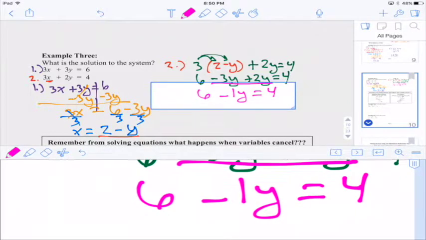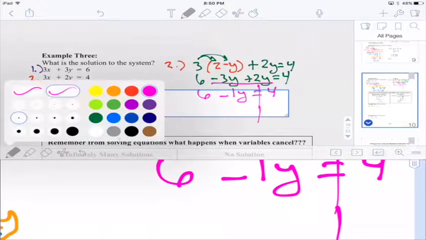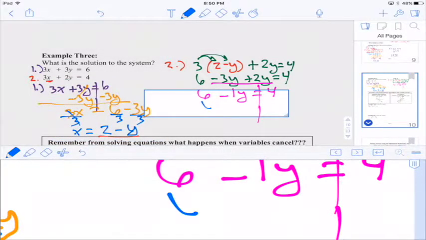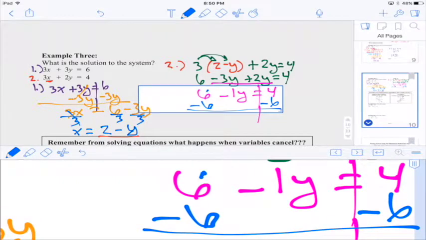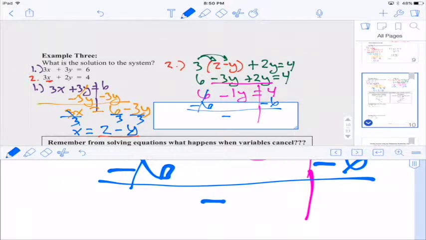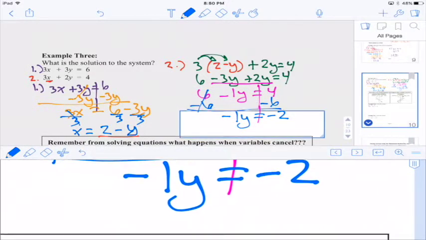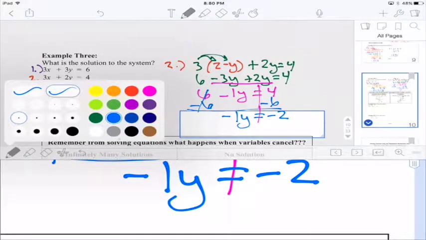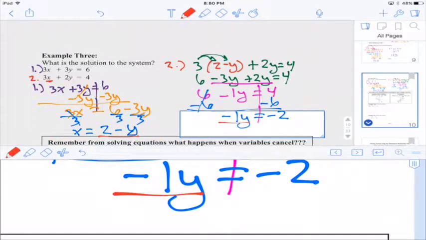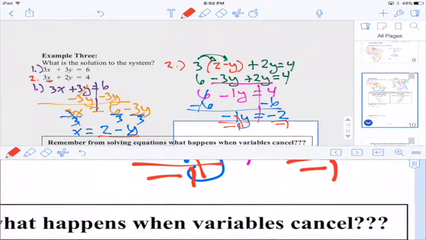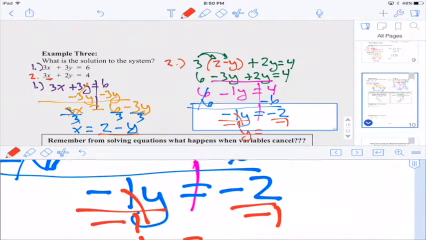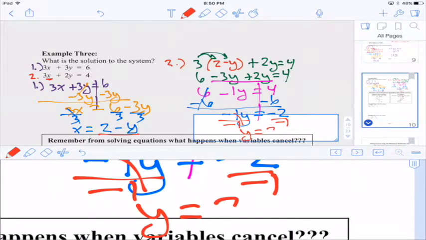Now I just solve for y. So I'm going to take 6 away from both sides. So 6 minus 6 is 0. I still have negative 1y. And 4 minus 6 is negative 2. Then I need to divide both sides by negative 1. So y equals, well, negative 2 divided by negative 1 is positive 2.